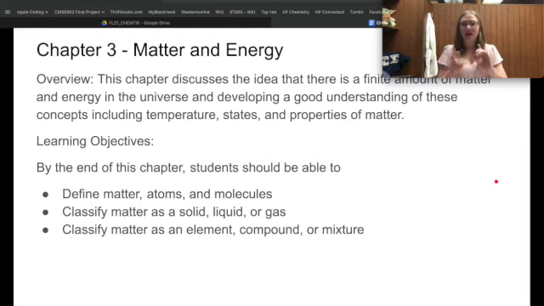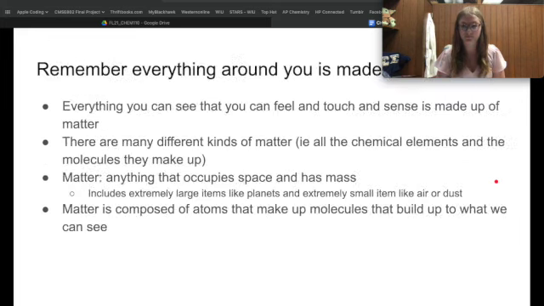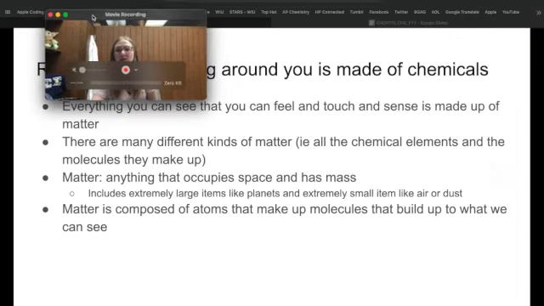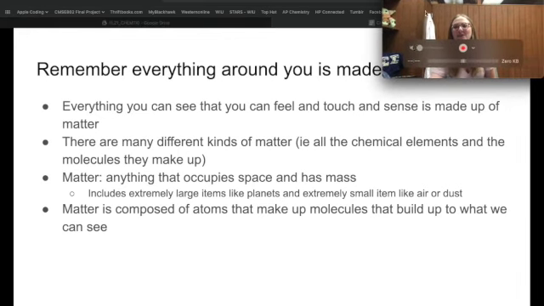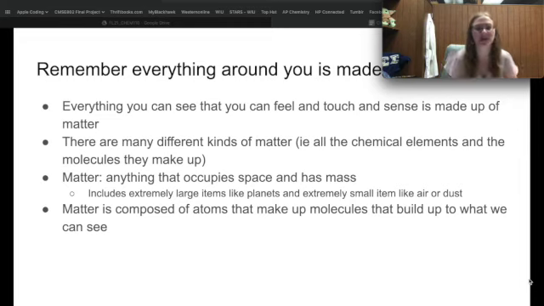So let's get started. I just want to remind you that everything around you is made of chemicals. Everything around us is made up of chemicals. Everything you can feel, see, touch, sense, all 5 senses, is going to be made up of matter. So there are many different kinds of matter, all the different chemical elements, and then all of the molecules that they combine together to make up everything that we interact with in our daily lives.